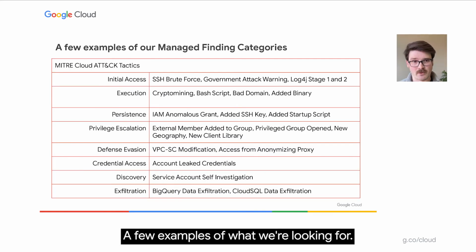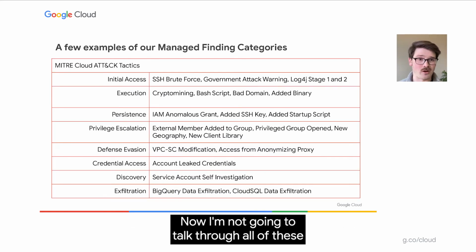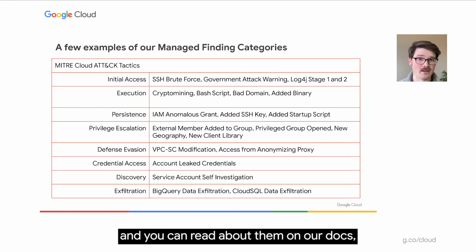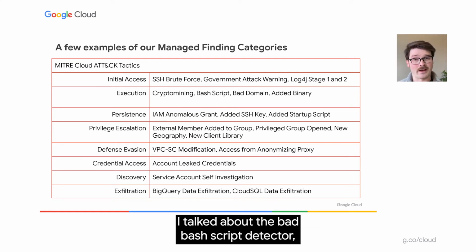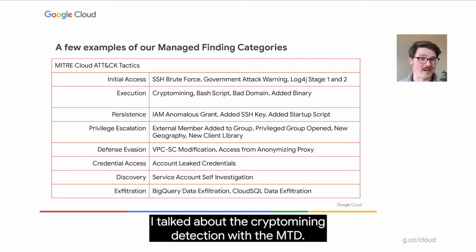A few examples of what we're looking for. Now, I'm not going to talk through all of these, and you can read about them on our docs, but I want to highlight just a couple of things here. One, on the execution column, I talked about the bad bash script detector. I talked about the crypto mining detection with VMTD.